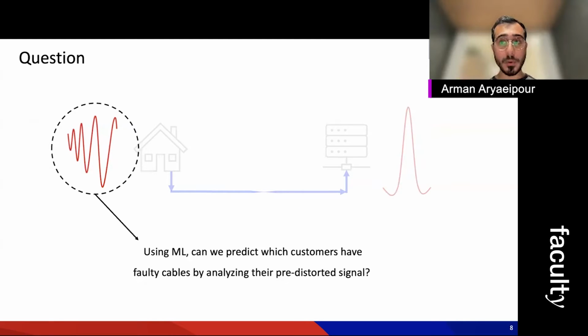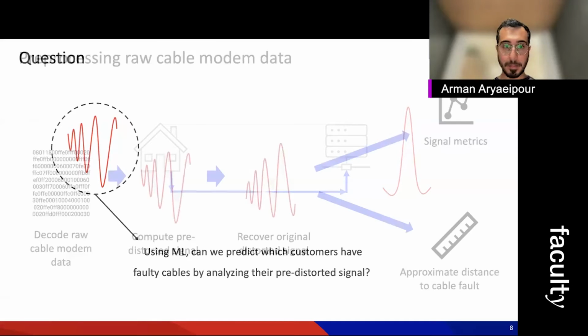The question of my project was, using machine learning, can we predict which customers have faulty cables by analyzing their pre-distorted signal before they lose internet?